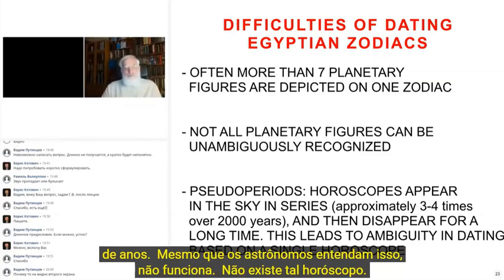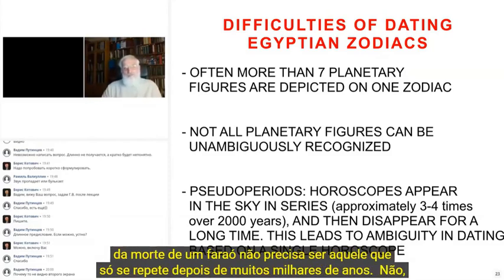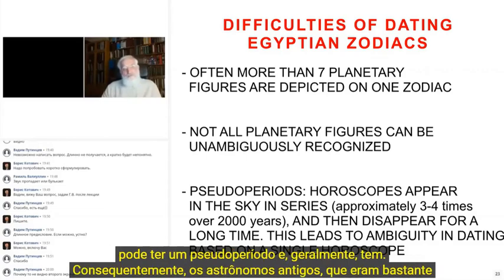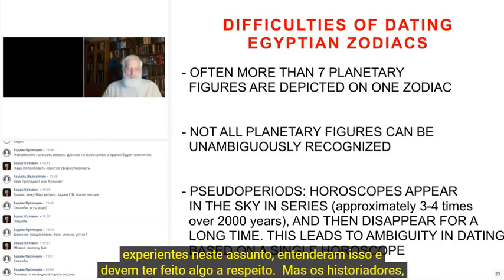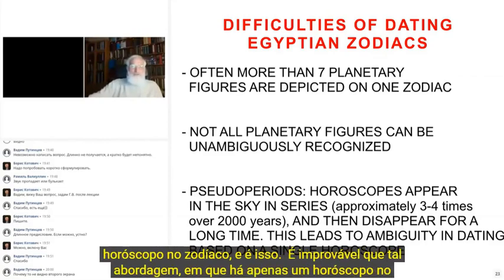There's no such horoscope. They need to record not just any date but specifically this famous one. The horoscope of a pharaoh's death doesn't have to be one that only repeats after many thousands of years. No, it can have a pseudo-period, and usually, it does. Consequently, ancient astronomers, who were quite experienced in this matter, understood this and must have done something about it. But historians, including Morozov, didn't attach importance to this. They believed that there was only one horoscope in the zodiac, and that's it.